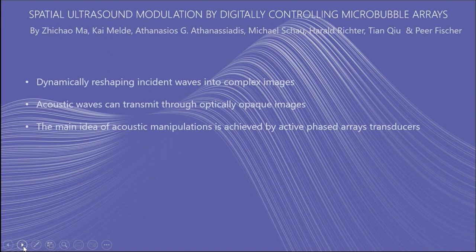The purpose of this project was to read and analyze the article, Spatial Ultrasound Modulation by Digitally Controlling Microbubble Arrays. In this article, spatial modification of the phasor amplitude in an acoustic ultrasound wave was studied to determine an accurate method for dynamically reshaping incident plane waves into complex images. This is a technique that utilizes a large number of acoustic sources, which can be tuned to generate complex and dynamic wavefronts. In this article, a newer method for producing acoustic ultrasound images is presented.